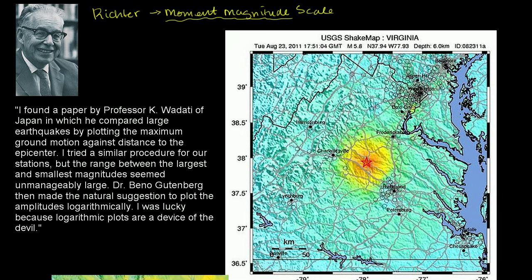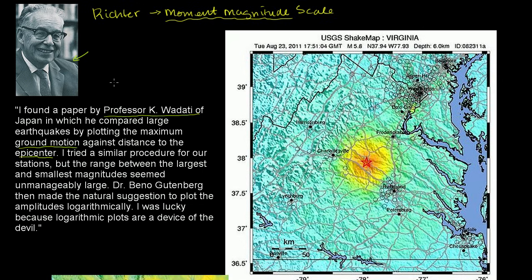So this right here is a picture of Charles Richter. He's passed away. But this is from an interview that he gave. And it's interesting because it kind of gives the rationale for how he came up with the Richter scale. "I found a paper by Professor Kei Wadati of Japan in which he compared large earthquakes by plotting the maximum ground motion against the distance to the epicenter."